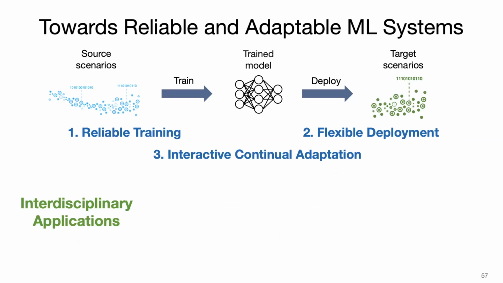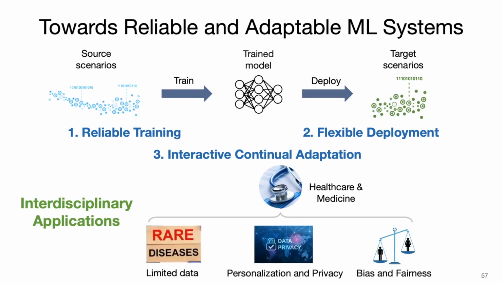And finally, apart from these fundamental machine learning plans, I aim also to do more on interdisciplinary applications. I will specifically focus on problems like healthcare and medicine, and solve three issues in these healthcare problems. One is limited data, like rare disease detection. Also, we need to achieve personalized healthcare models, but also protect patient privacy. And finally, to build unbiased and fair machine learning models or healthcare platforms.